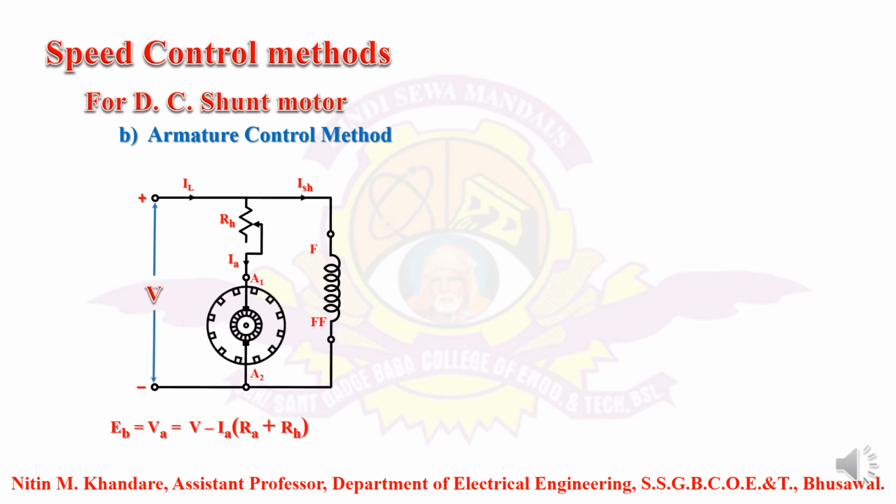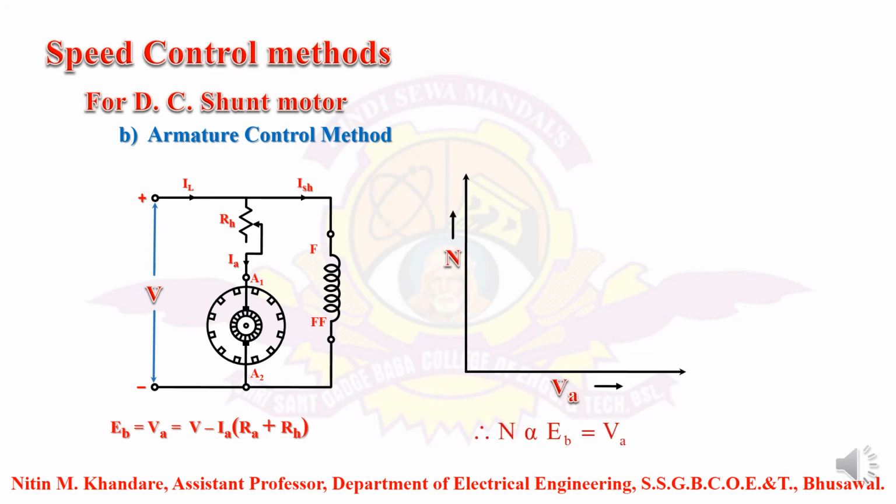Now the equation of the back EMF for the armature voltage is V minus IA into (RA plus RH). Whatever voltage drop takes place across this external resistance, that much less voltage will appear across the armature circuit, and as the voltage appearing across the armature circuit decreases, we know that N is directly proportional to EB. That's why as soon as the armature voltage goes on decreasing, the speed of the motor also decreases. So this is the second method of controlling the speed of DC shunt motor.